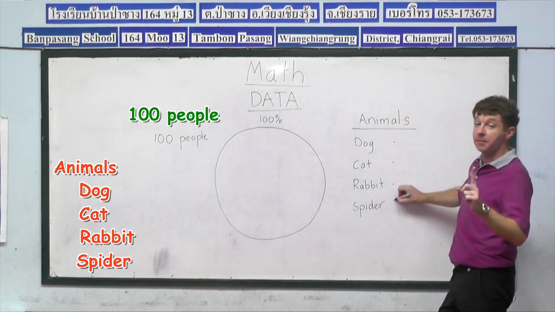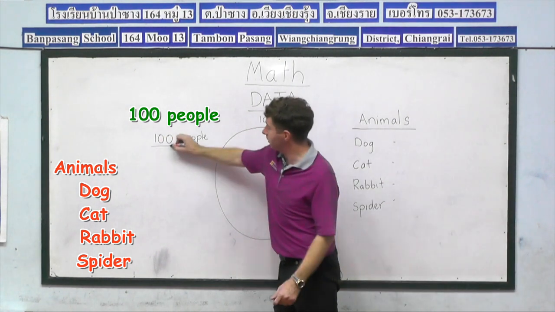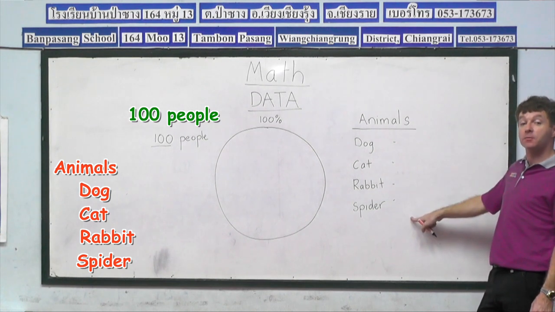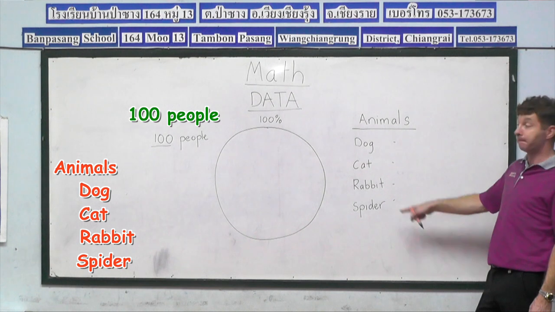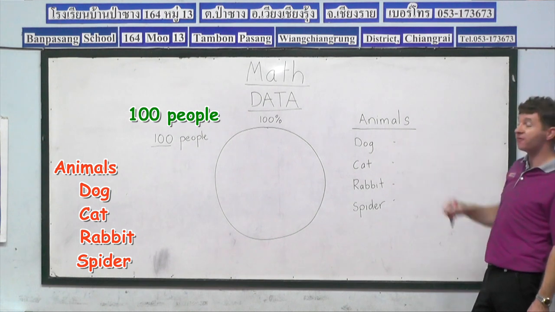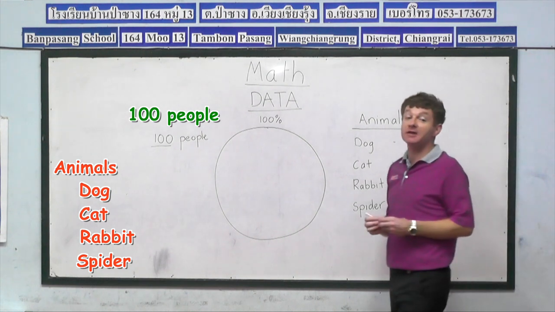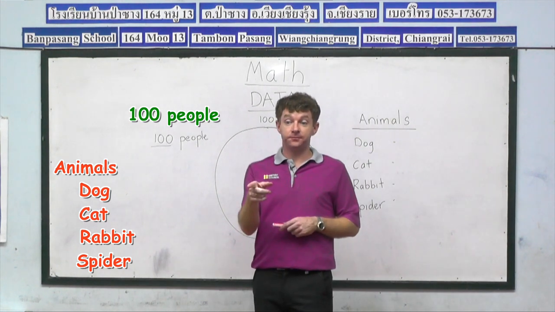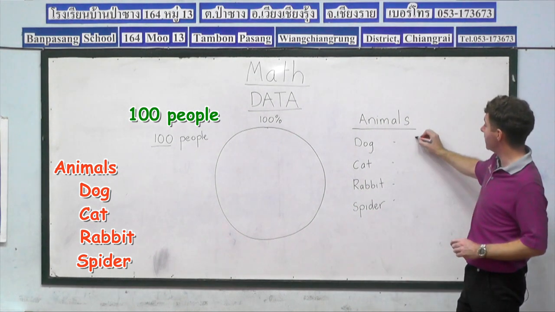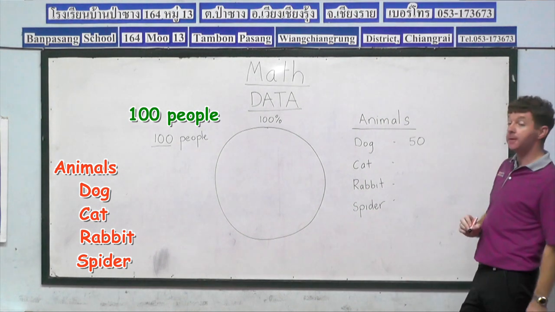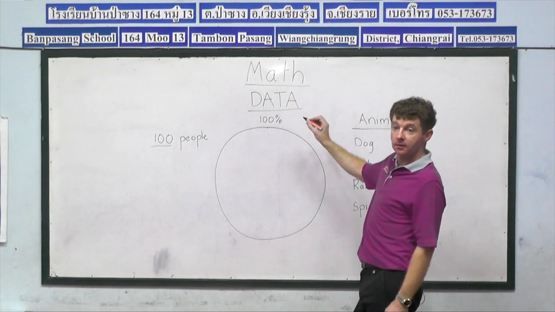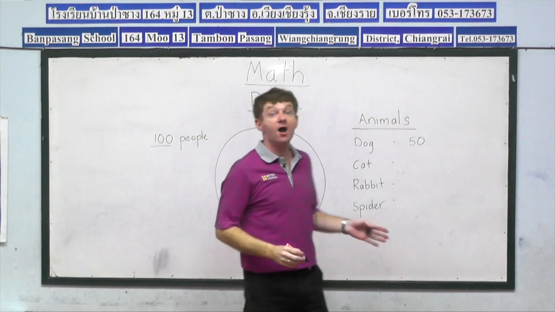S-P-I-D-E-R. So remember, 100 people is our total. So that means that the numbers of each of the four different animals must add up to what? 100. Yes, we ask 100 people about their favorite animals. So how many shall we say for dogs? 50. Okay, 50 is a good way to start, because 50 is exactly half the pie chart. So 50 people like dogs. So that means, what's half of 100? 50. So it will be half of the pie chart.